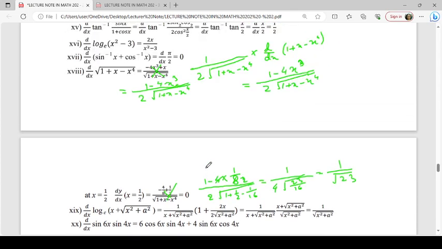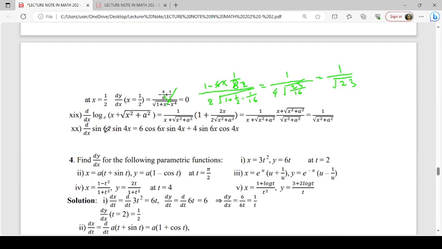Then this is log of x plus root over x square plus a square, it is 1 by, so 1 by 2, ddx of x is 1. So first it is u, then 1 by u into ddx of this one. So ddx of x is 1 and ddx of root over x square plus a square is 1 by 2 root over x square plus a square into twice x.